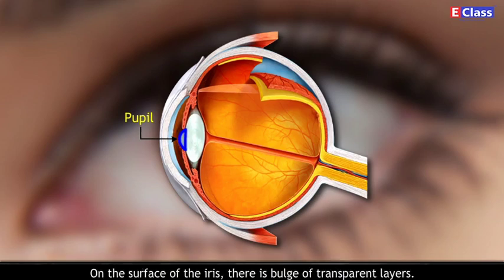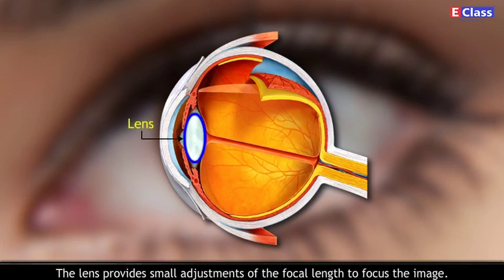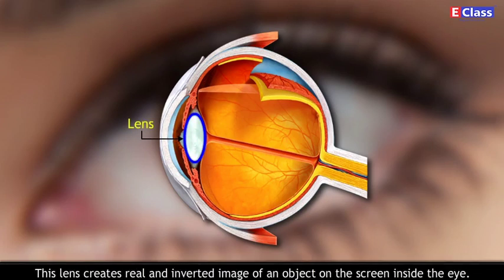On the surface of the iris, there is bulge of transparent layers. There is a double convex transparent crystalline lens just behind the pupil. The lens provides small adjustments of the focal length to focus the image. This lens creates real and inverted image of an object on the screen inside the eye.